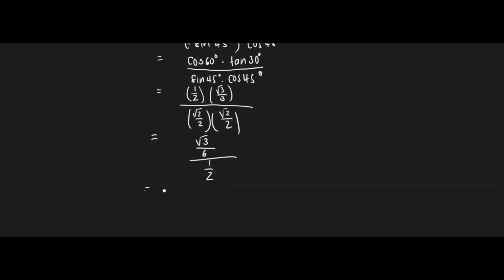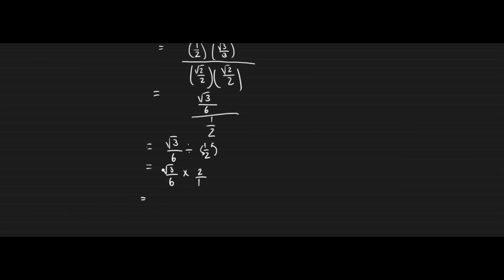Then the same thing: root 3 divided by 6 divided by 1 over 2. And this is the same as saying root 3 divided by 6 multiplied by, changing the division to multiplication, this one's going to go up and this one's going to go down. So this is the same as 2 over 1. What do you get? Root 3 multiplied by 2 is going to be 2 root 3 divided by 6. 2 divided by 6 is going to give you 3. So it's going to be root 3 divided by 3. So this will be your final answer.